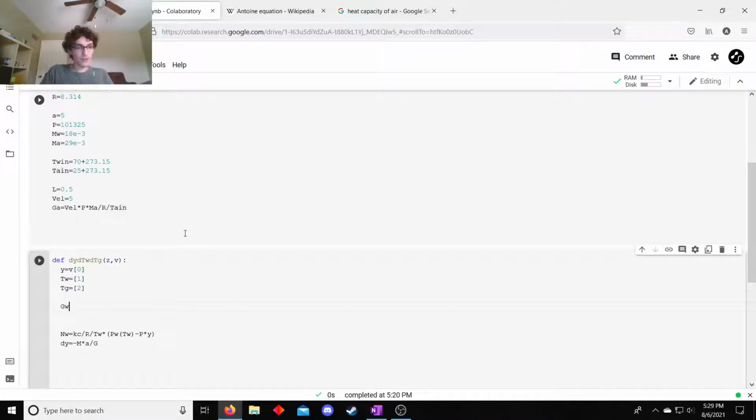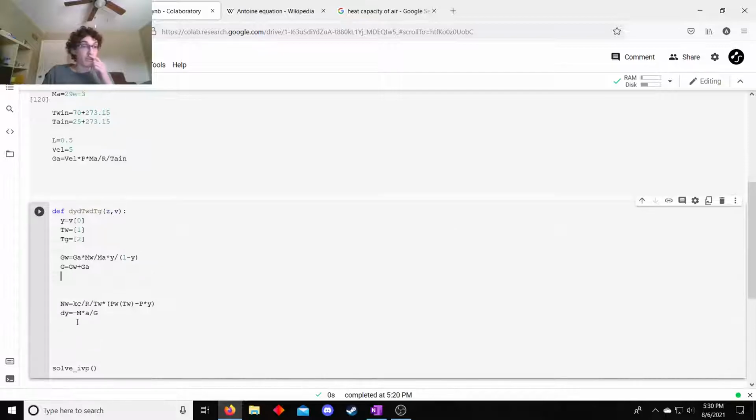So we'll have the flow rate of the water equals the flow rate of the air times the molecular weight of the water divided by the molecular weight of the air times y divided by 1 minus y. That's our expression. And now we can say that G, the flow rate of everything, is equal to the flow rate of the water plus the flow rate of the air.